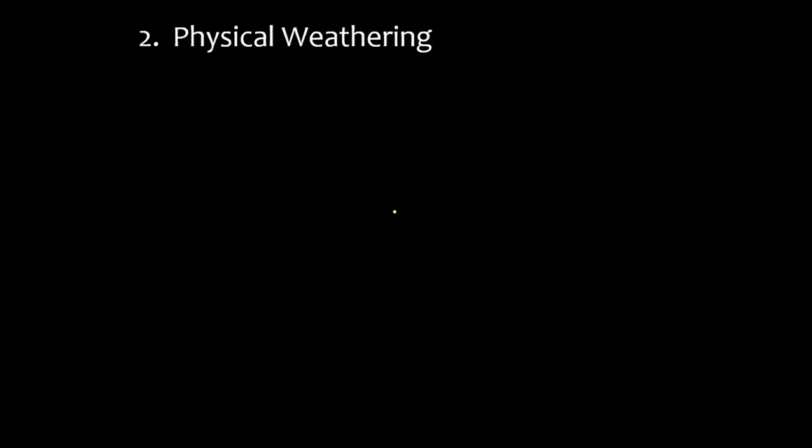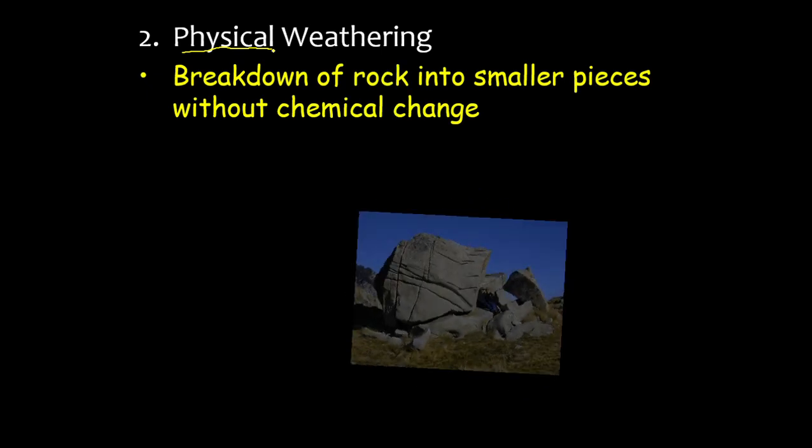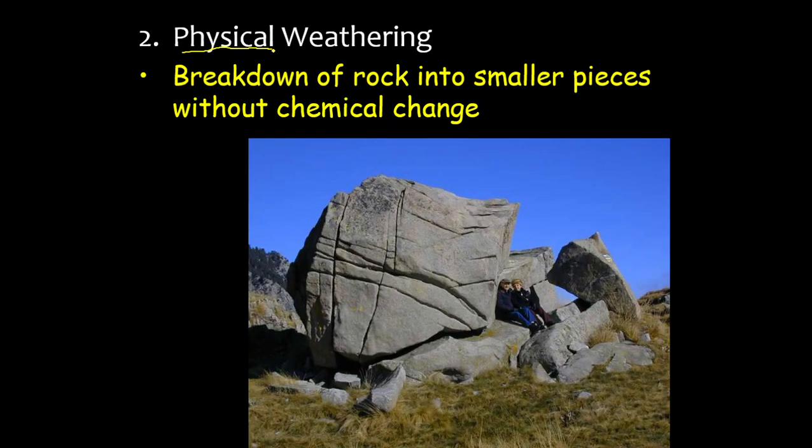Next, we have physical weathering. Physical is where we're going to physically affect the rocks themselves. So when we think of physical weathering, this is going to be taking those rocks, breaking them down into smaller pieces without some sort of chemical change. So we're going to physically break the rocks. So what can physically break the rocks? First is going to be frost action. It's also known as ice wedging.